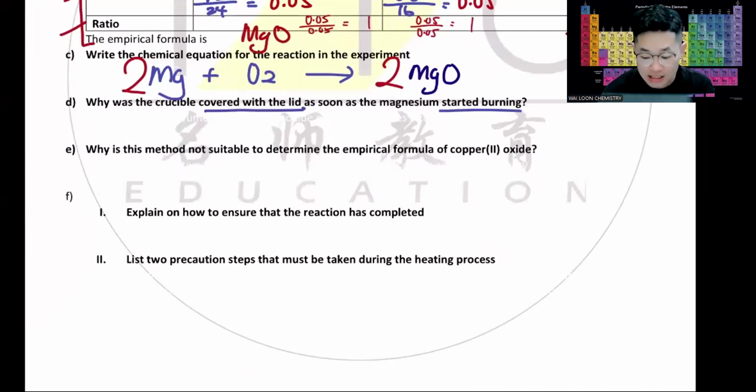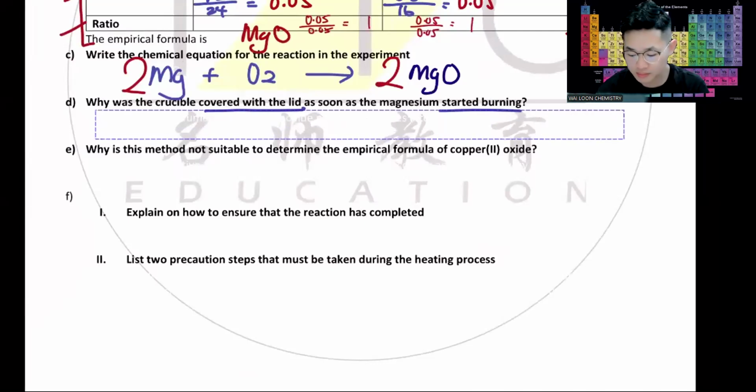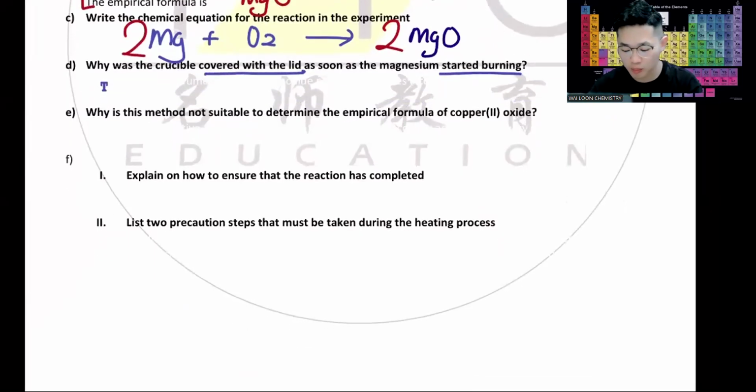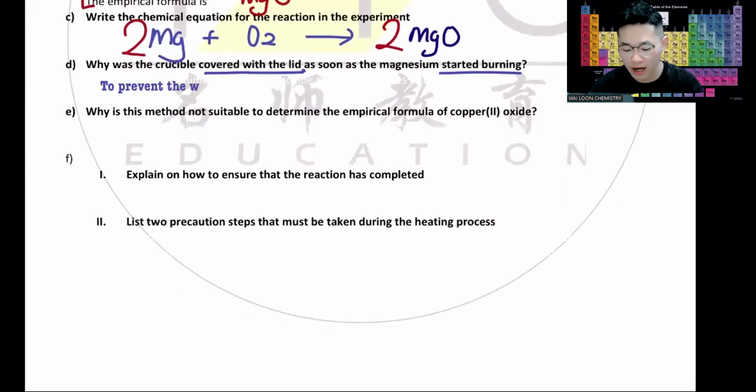Okay, so the answer will be: we have to cover it to prevent the white fumes of magnesium oxide from escaping into the air.